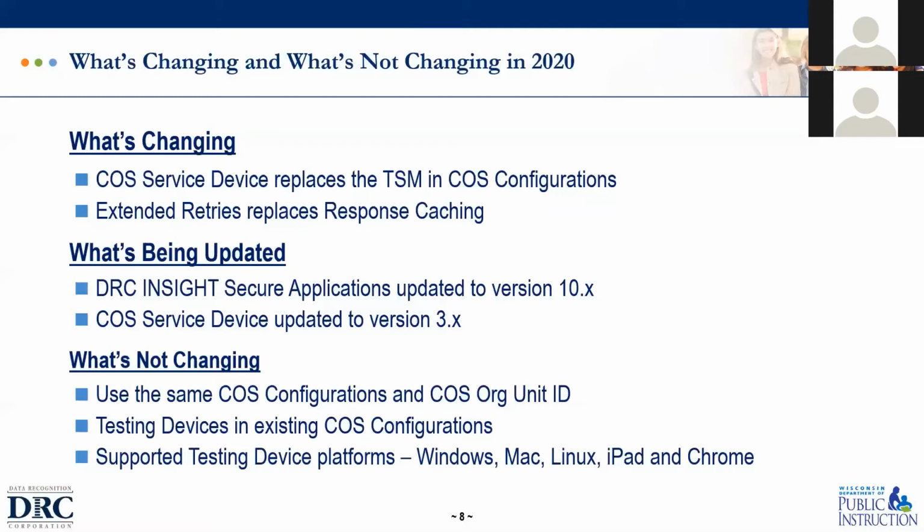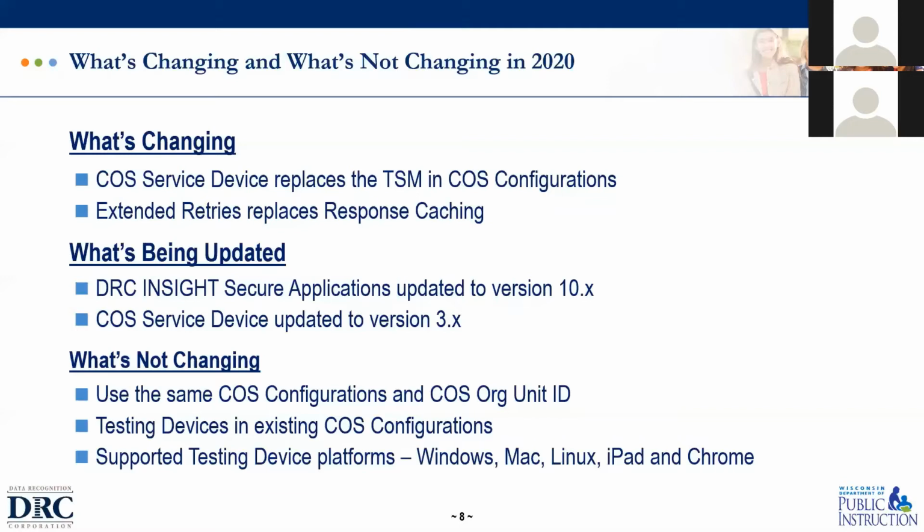So what's not changing? I think there's been some confusion or misunderstanding that the TSM goes away, so I have to start all over, and that's not the case. Your COS configurations and your COS org unit IDs remain the same. What we're doing is pulling the TSM out of the configuration and putting the COS service device in. So you don't have to go back in and recreate the COS configurations. Your testing devices remain within those configurations.